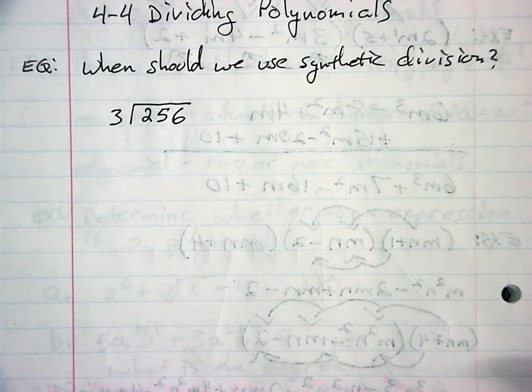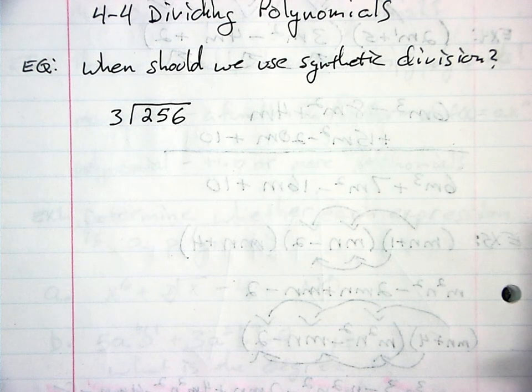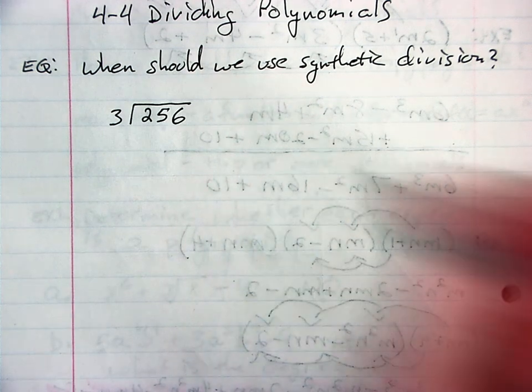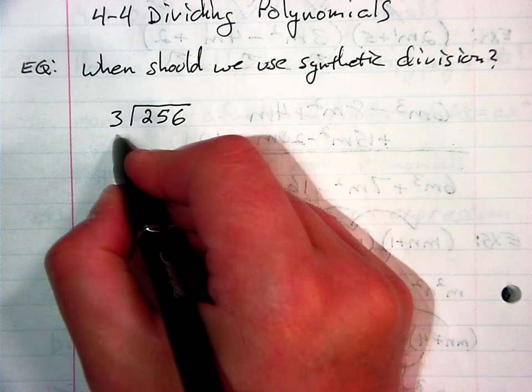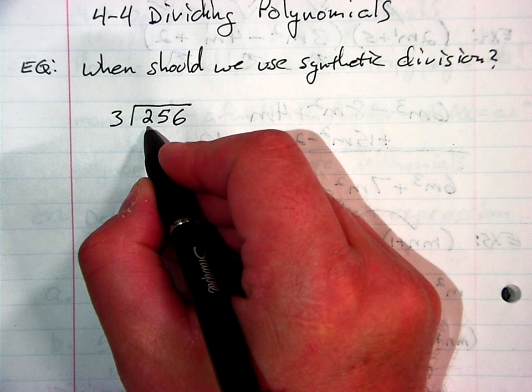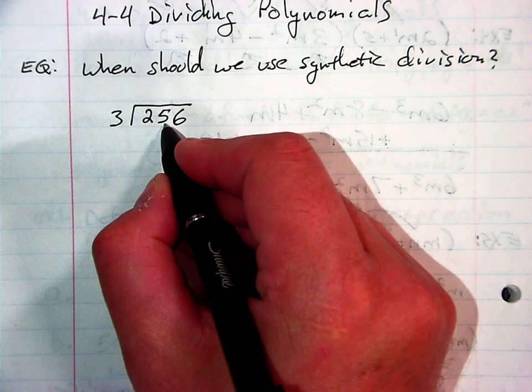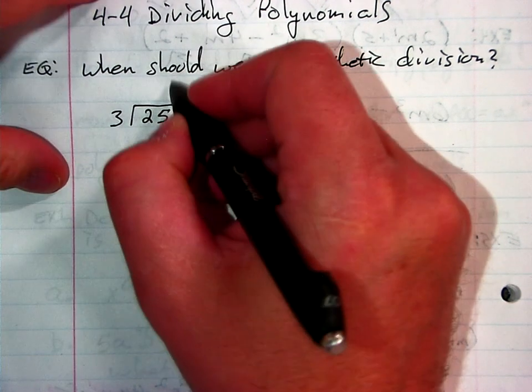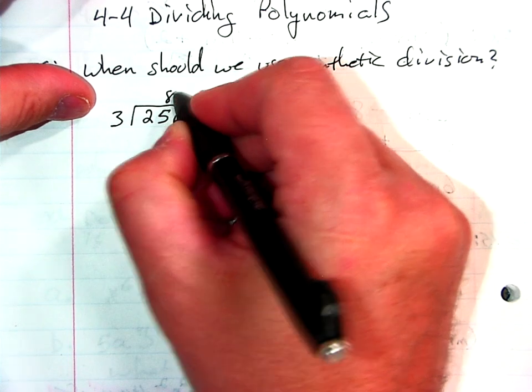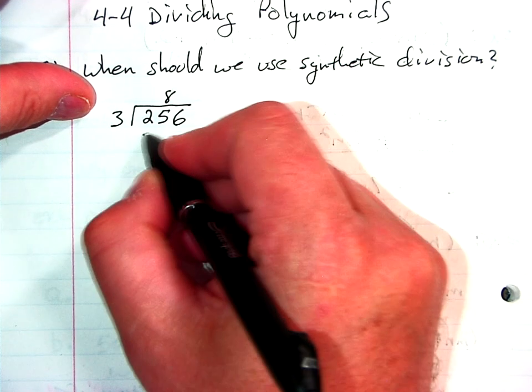This is just regular division. This is a refresher of 4th grade math. Does 3 go into 2 evenly? No. Does 3 go into 25? Yes. How many times? 8. 8 times 3 is 24.